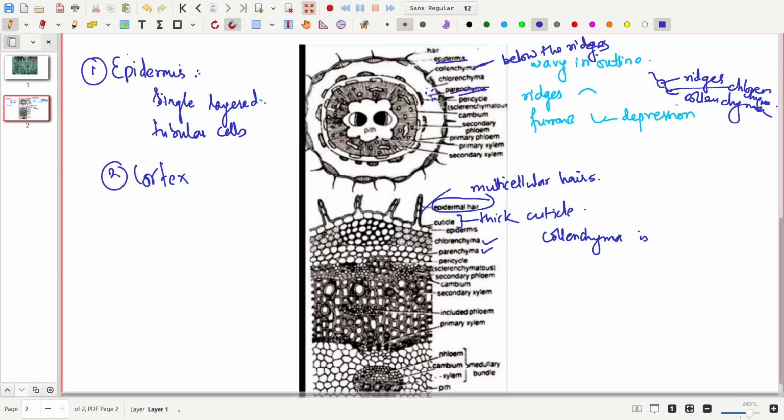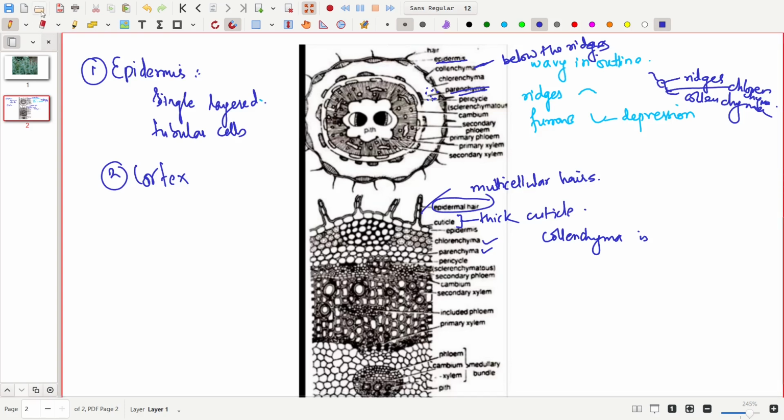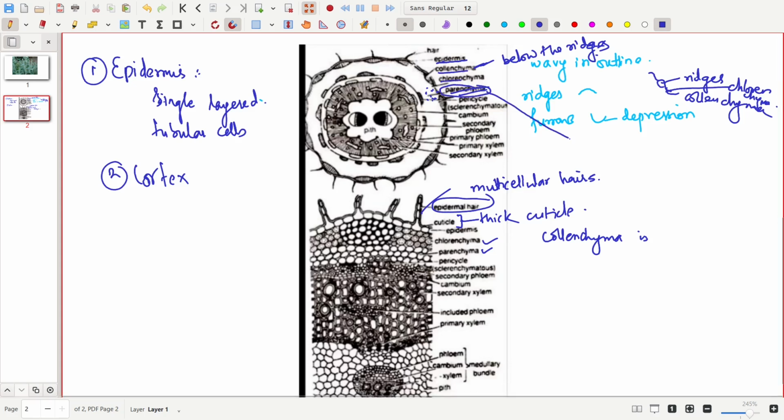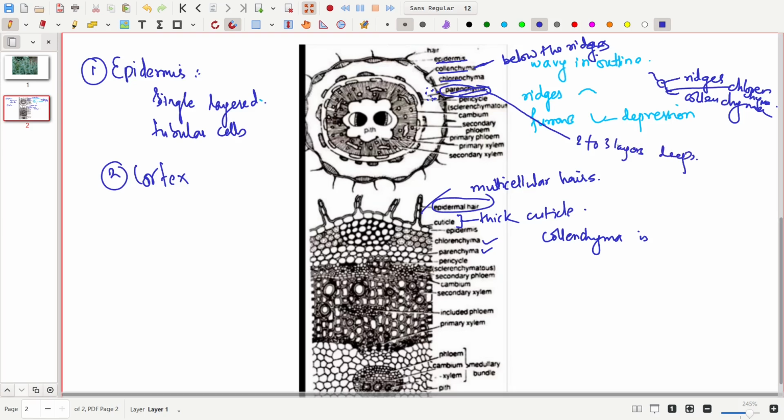So overall, this is our cortex description. The parenchymatous region is located below the collenchymatous and chlorenchymatous regions. This parenchyma is 2 to 3 layers deep. So this much is the case.